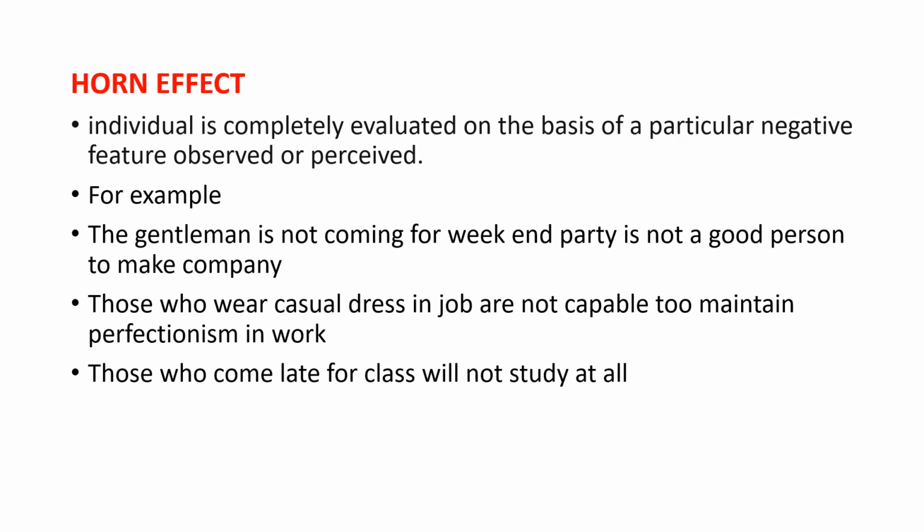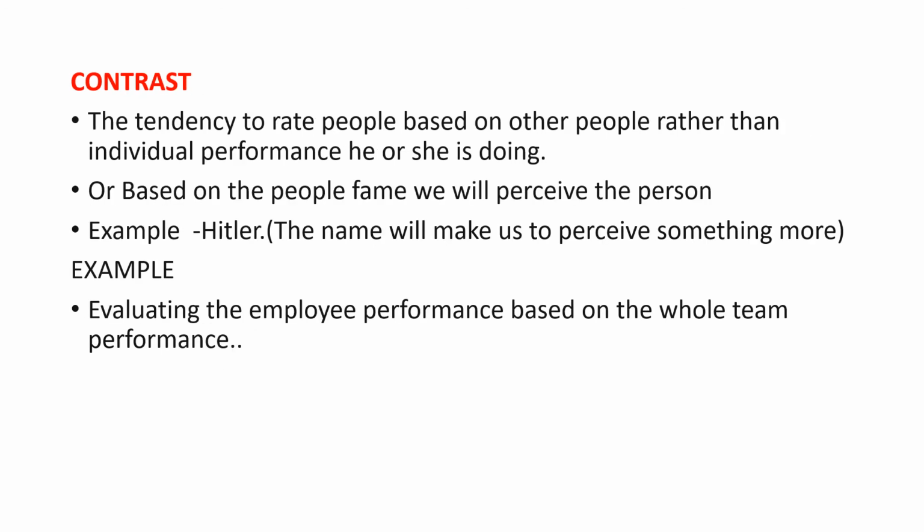Okay, another example. Those who come late to class are not studying at all, they don't study at all. Those who come late to the class will fail in the exam. So based on one negative quality, we are completely and entirely assessing the person, and that is known as the horn effect. We are perceiving the person that way. The horn effect is another major error which we can see in perception. Maybe we also do this horn effect sometimes in perception.